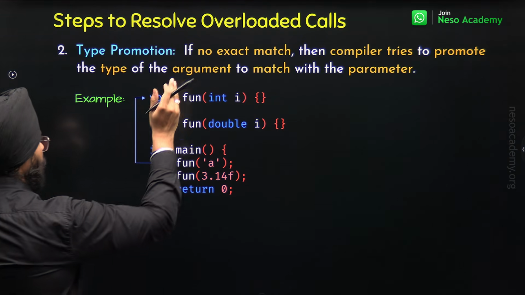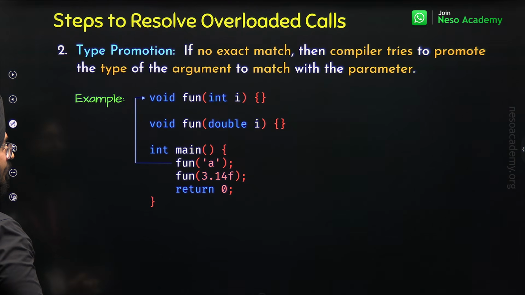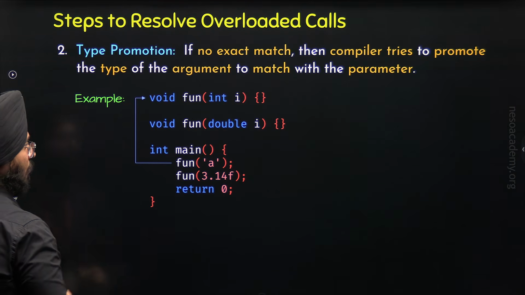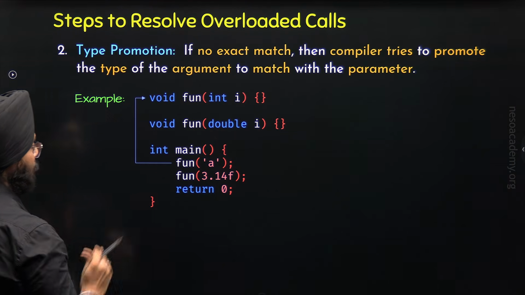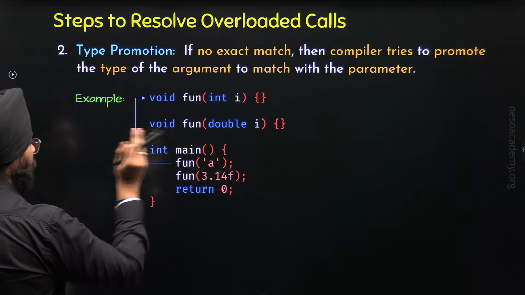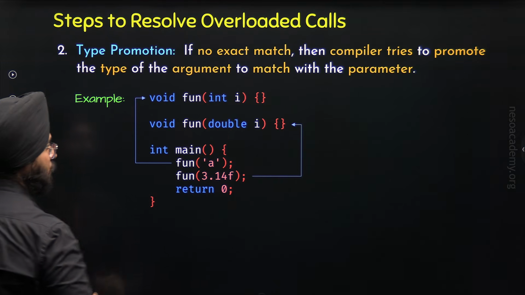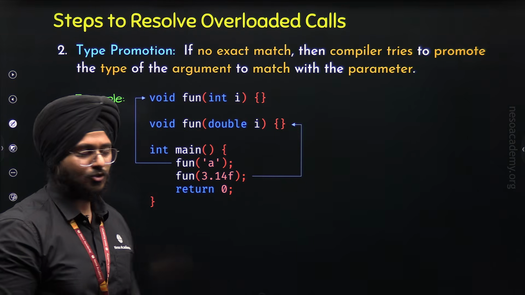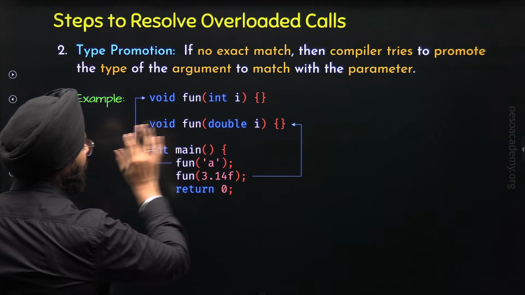This type does not match with any of these types. But here we can observe that we have the same category type, which is double. Also, double is a higher type compared to float type. So clearly, type promotion happens here and this function call will be resolved to this definition. I hope this idea is completely clear to you. So that's the concept of type promotion, and it happens only when there is no exact match.